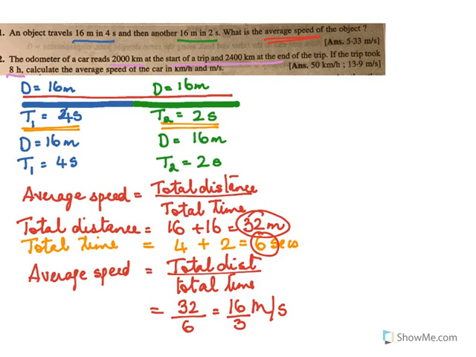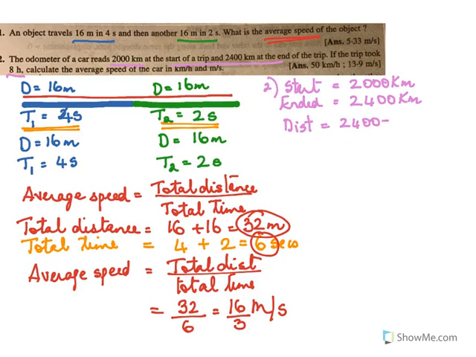number of kilometers traveled. So when you start the journey, this is the second sum, it showed 2000 kilometers, and when you ended the journey, it showed 2400 kilometers. So you'll definitely agree the distance traveled will be 2400 minus 2000 kilometers. So the distance would be 400 kilometers. Now the time is given quite directly here as 8 hours. So the time for this journey is 8 hours.